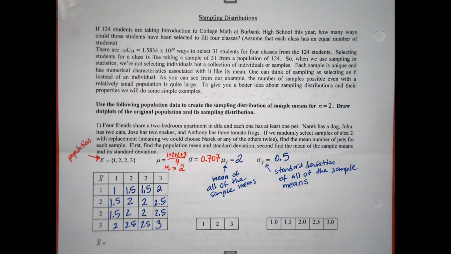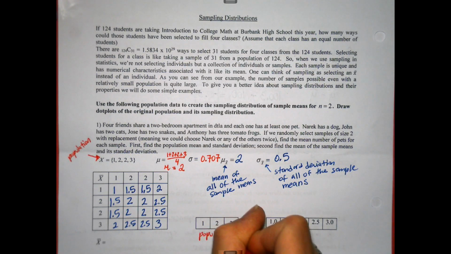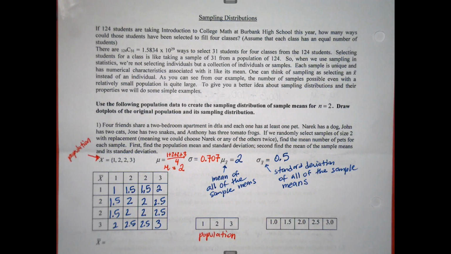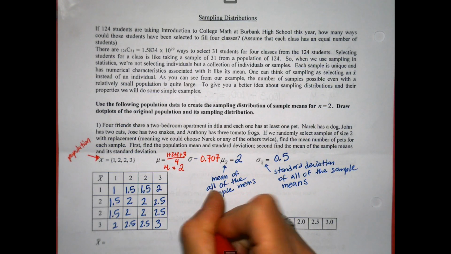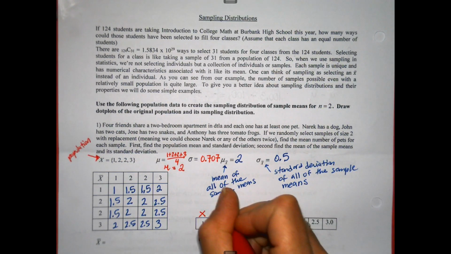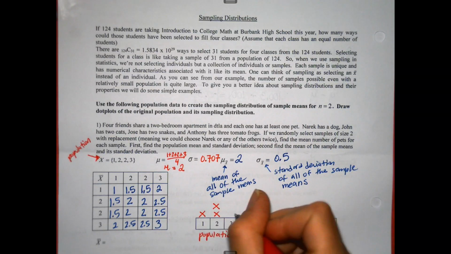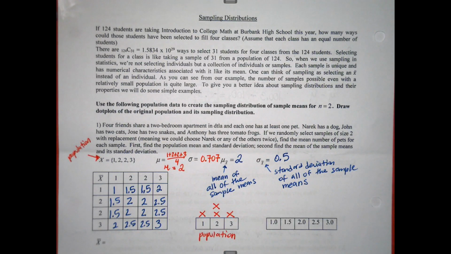For our population, our dot plot would look like we have one person who has 1 pet. There are 2 people that have 2 pets, and 1 person who has 3 pets.